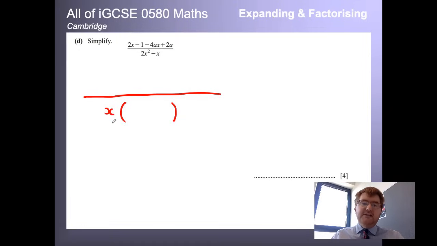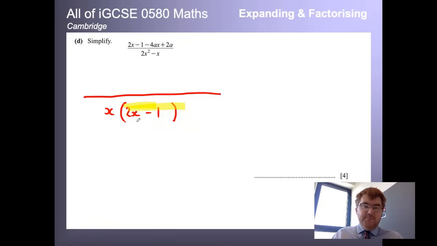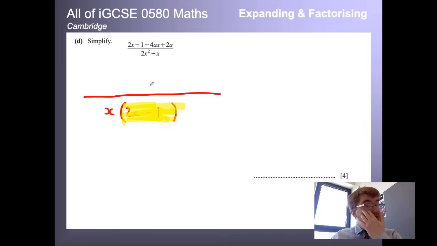What do I multiply x by to get 2x squared? Well, 2x. What do I multiply x by to get minus x? Well, just minus 1. Now the trick here is this bracket, generally speaking in these kinds of questions, this is where you're building up your experience, this here is going to cancel with something above. So this 2x minus 1 bracket is going to cancel. Just keep that in mind as we do the top part, the numerator of this fraction.